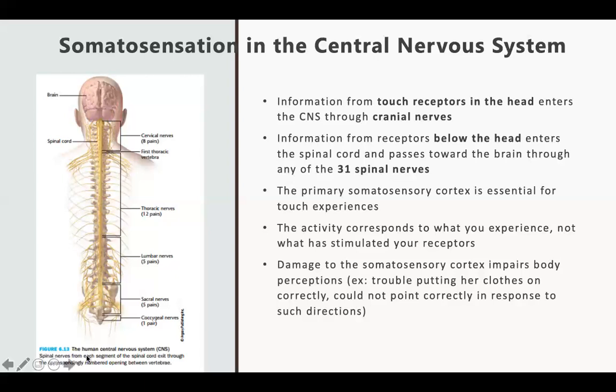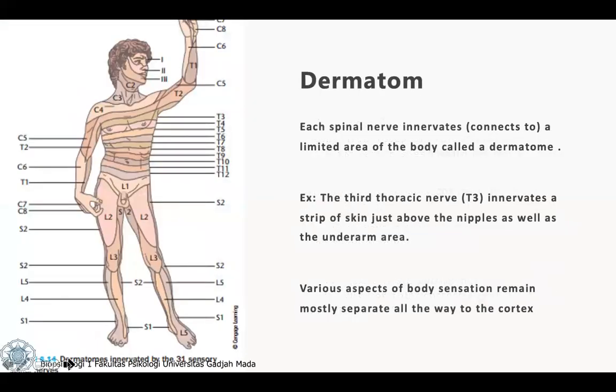All right, so the next one. Each spinal nerve innervates, or connects to, a limited area of the body called a dermatome. You can see in this figure. For example, the third thoracic nerve, or T3, innervates a strip of skin just above the nipples, as well as the underarm area. But the borders between the dermatomes are less distinct. Actually, each dermatome overlaps one-third to one-half of the next dermatome.